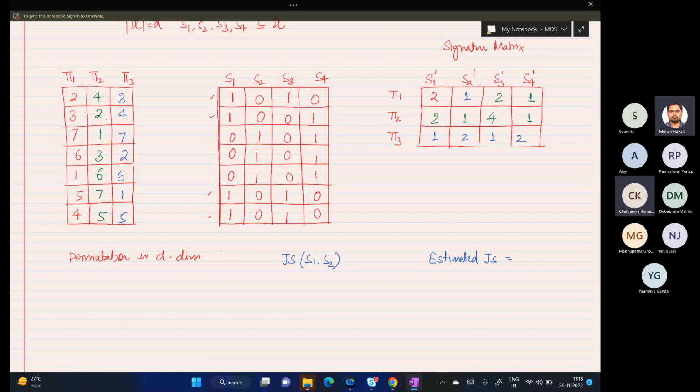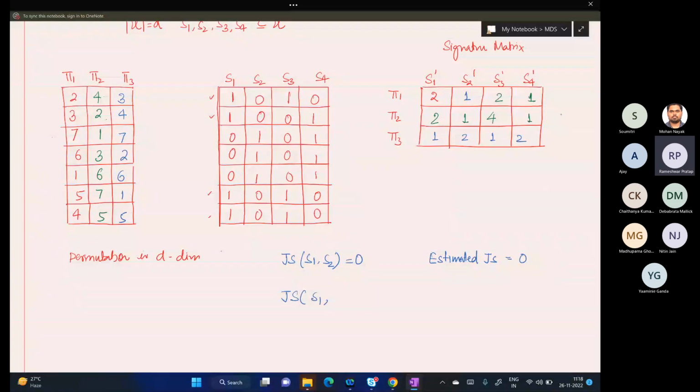Originally it is 0 for S1 and S2. Correct. And the estimate will be: we see the number of places where the hash values are matched, and we scale it by the number of times we are repeating. None of them are matching: 2 is not matching with 1, 2 is not matching with 1, so it will be 0. Okay.